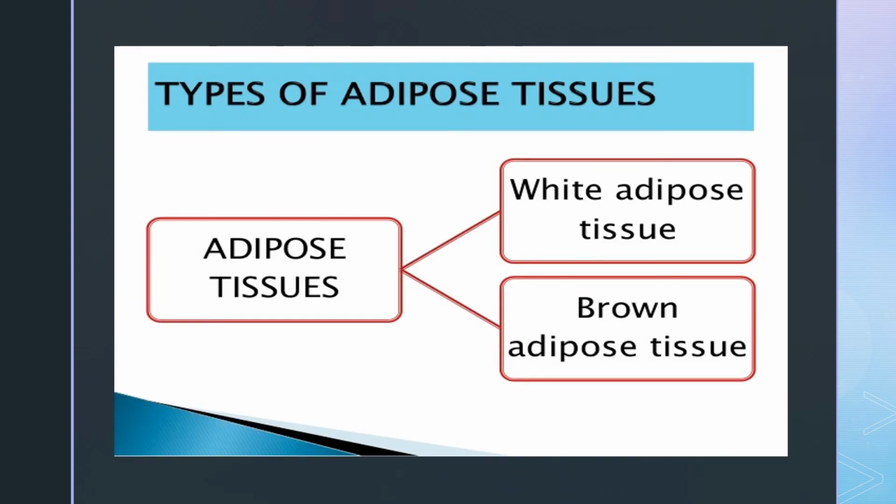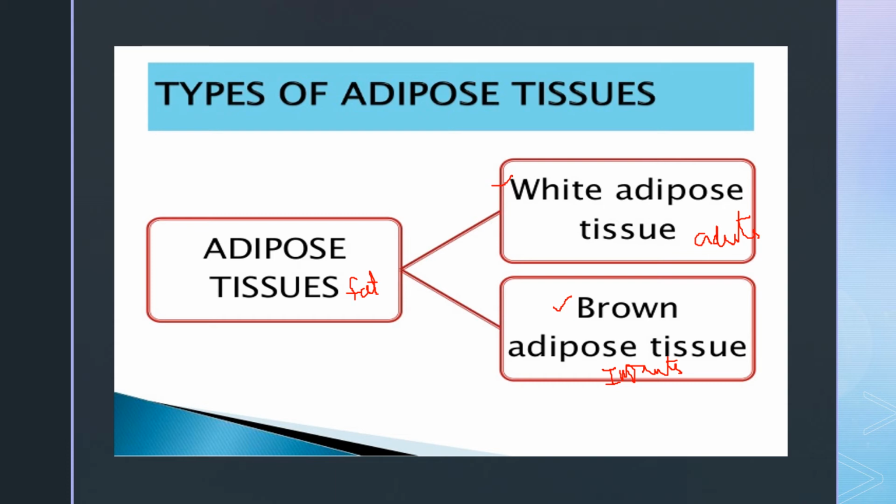Coming to the next type of loose connective tissue, that is the adipose tissue. This adipose tissue is responsible for the storage of fat, and it consists of cells and a few fibers. This adipose tissue is again classified into two types, that is the white adipose tissue and brown adipose tissue. White adipose tissue is present in adults, whereas brown adipose tissue or BAT is present in infants or newly born babies. So it acts as an insulator to provide heat.